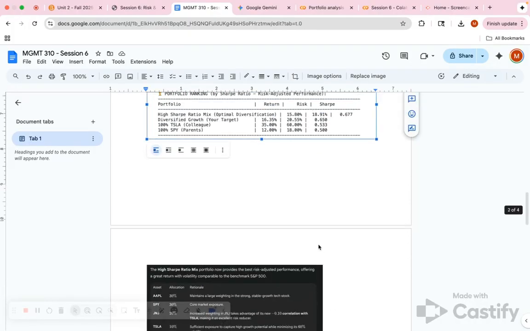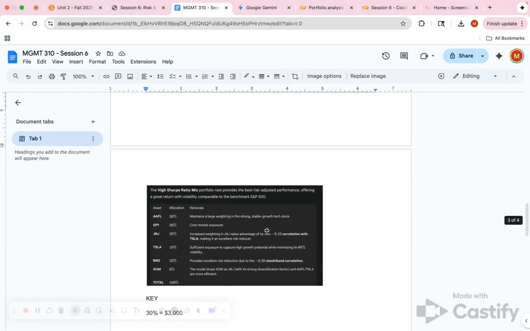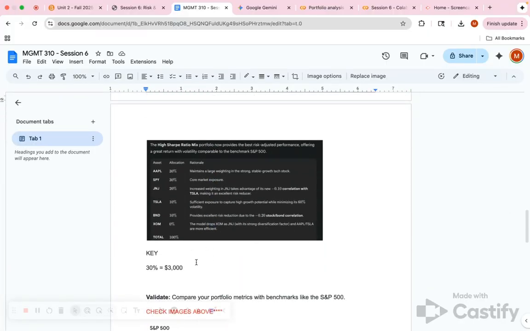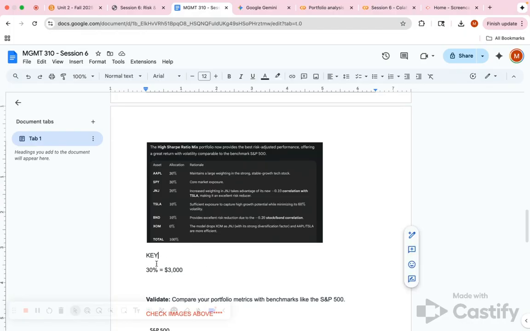So that's just the weighted return average. Now we want to say which one would be the best out of them. So we do the high Sharpe mix, which we got. And just for our key, so we know how much we're putting in compared to that $10,000, 30% would be $3,000. So for this portfolio, we want Apple to be put $3,000 in there.